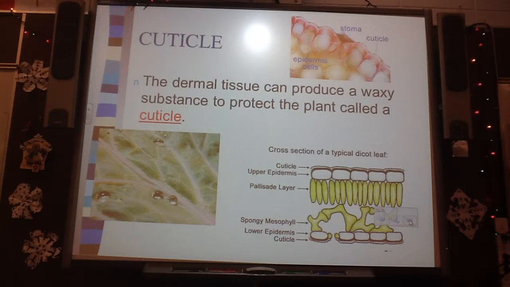Okay, sometimes the epidermis can have an extra protective coating called the cuticle. So this is dermal tissue, so like epidermis tissue. It gets all waxy, so it makes a wax, and the wax is called a cuticle. So it's like another layer over top of your skin. So it's like if you need to go outside, you need to wear a raincoat because you're always exposed to being really rainy or something.